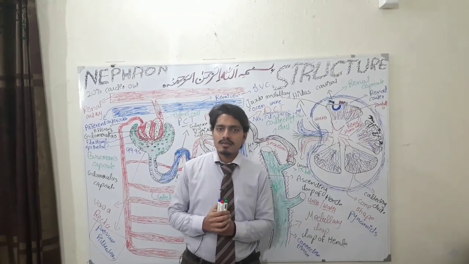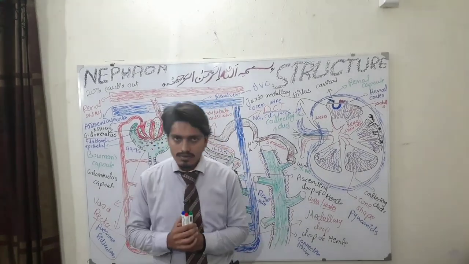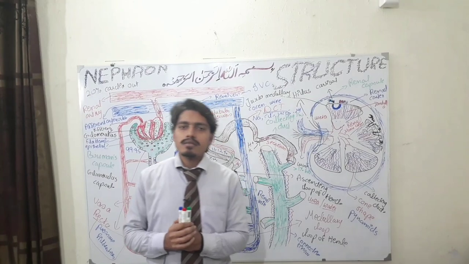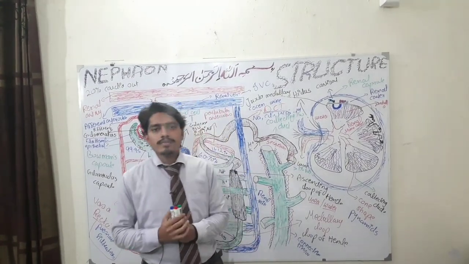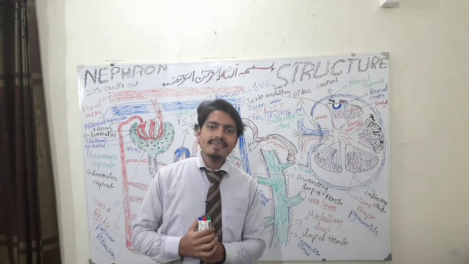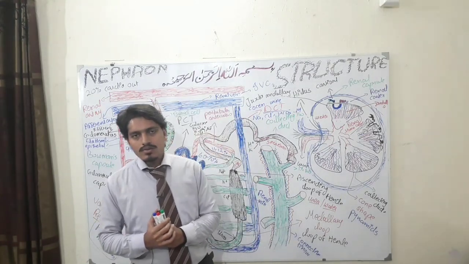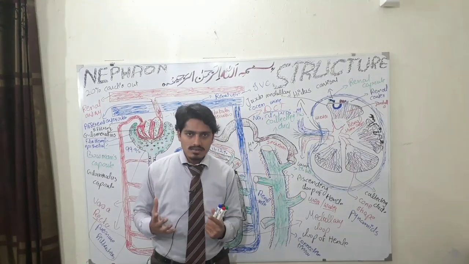Today we are going to discuss a topic: what is the structure and function of the nephron? The nephron is present in our kidney. There are 1.2 million nephrons present in each kidney. So, what is the structure?